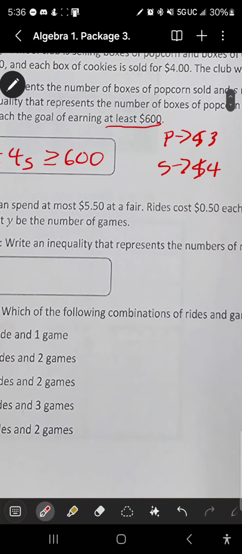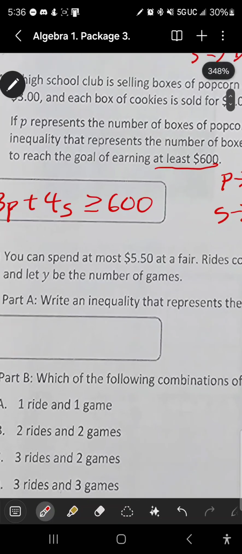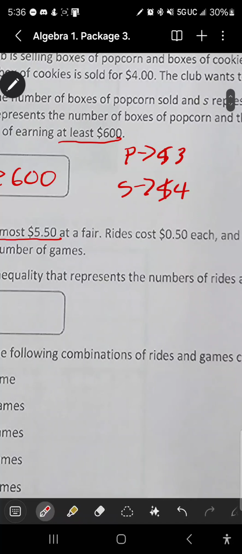Now let's see 15. You can spend at most $5.50 at a fair. So at most is kind of the at least, but in the opposite way. It's like you have $5 and 50 cents with you. Basically, you can buy anything up to $5.50. So I'm going to say that it's going to be less than or equal to 5.5, because you can basically do anything you want in that range.